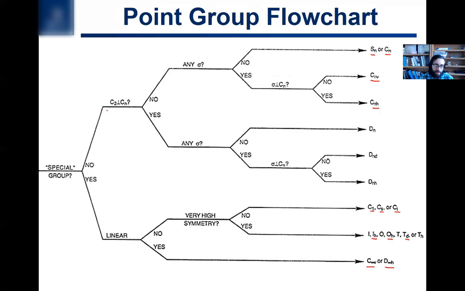Okay. If you are not in a special group and you ask this question, do I have perpendicular C2s, and you answer yes. If you don't have any mirror planes, you're just going to be in this pure dihedral group, DN. But if you do have mirror planes, if there's none perpendicular to the principal rotation axis, it's going to be DND. And if you have a mirror plane perpendicular to the principal rotation axis, it's going to be DNH.